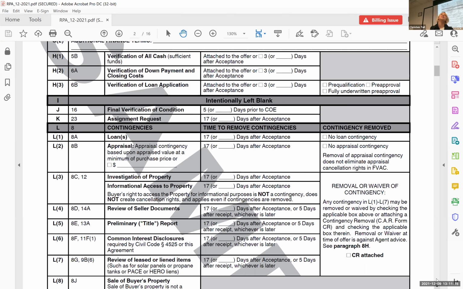But do yourself a favor and check in at least a week earlier than that to see if repairs are started and made. Talk to the listing agent, make sure they're taking care of it.